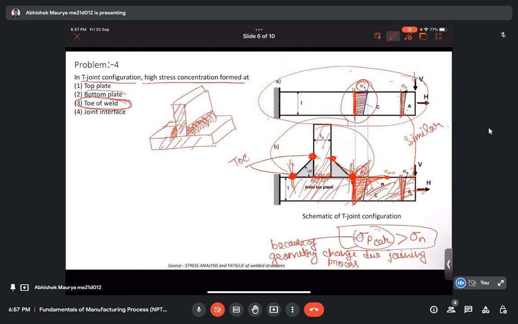So I've explained this solution, but still, if you are facing any difficulty understanding, please let me know. Otherwise, we will move to the next problem. Okay, it seems there is no doubt. Let's move to the next problem.